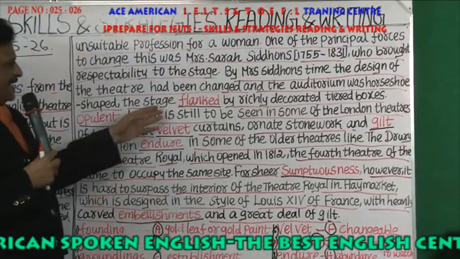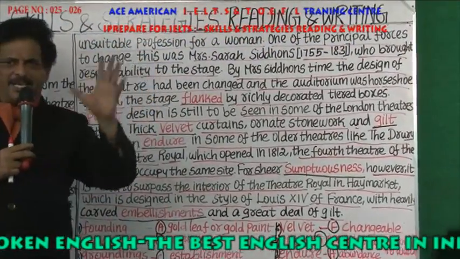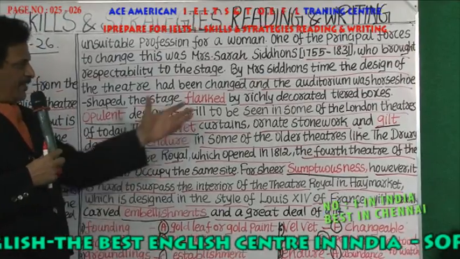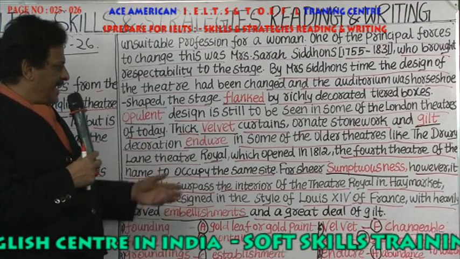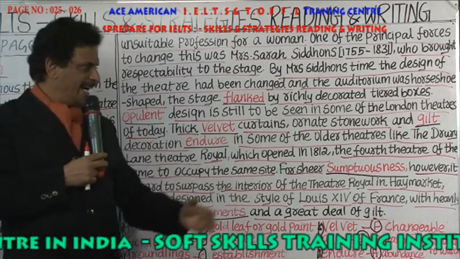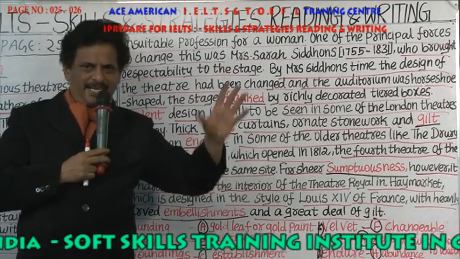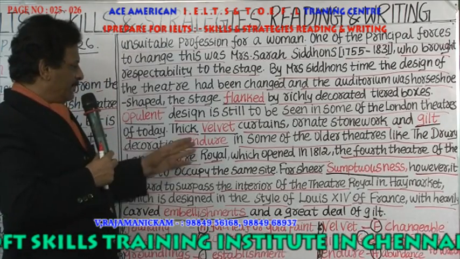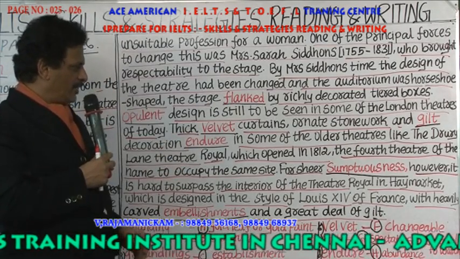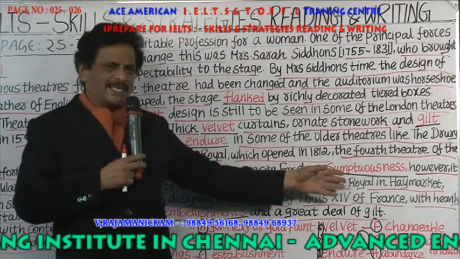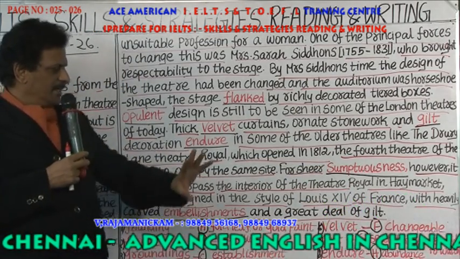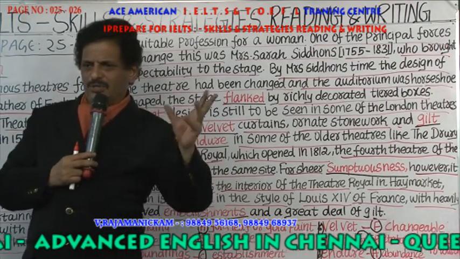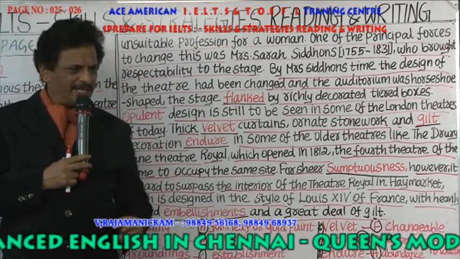Then after that, the stages on both sides had rich and opulent design, very good design. Velvet curtains you can find, gilt, gold-plated decorated things were there. It continued for a long time, and the richness was there on the stage. Then embellishment, the word: all the adornments with rich gold and every item were there. Right? Able to understand, sir?